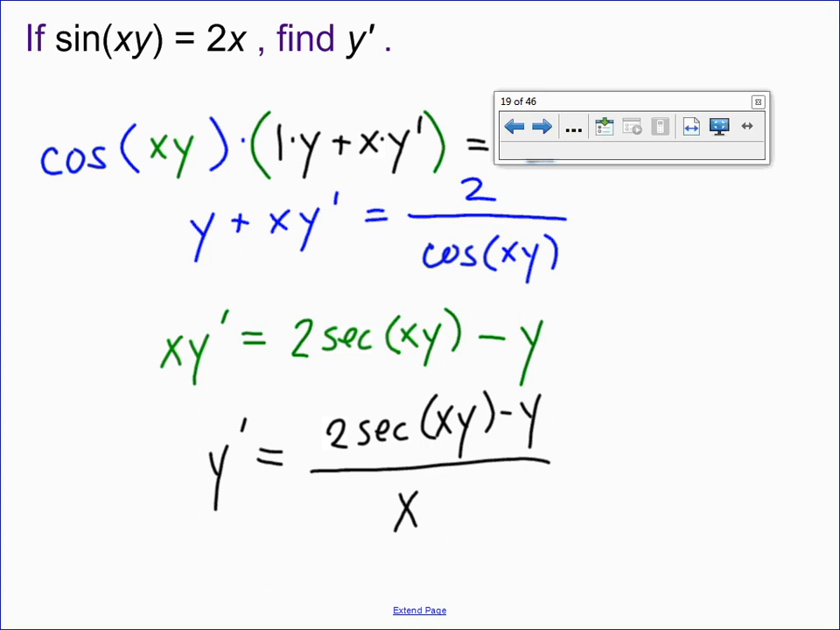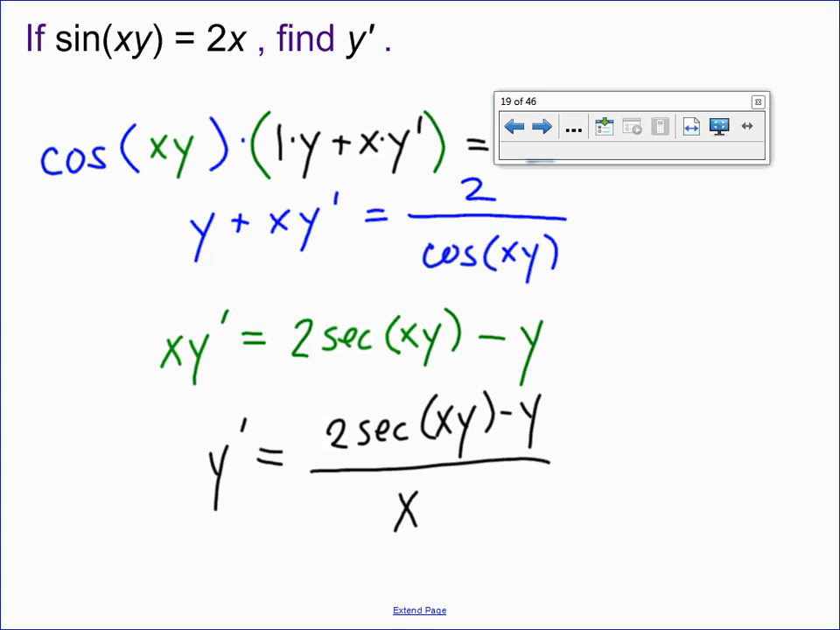Well, we're going to have a fraction within a fraction if we don't rewrite that 2 over cosine. Remember, they're reciprocal identities, so the reciprocal of cosine is secant. That 2 over cosine xy could be rewritten as 2 secant xy, and then we won't have a fraction within a fraction, which of course would be bad math manners. We don't want that. So we could rewrite it like this. We're isolating that y prime by subtracting the other terms and then dividing to undo that multiplication.